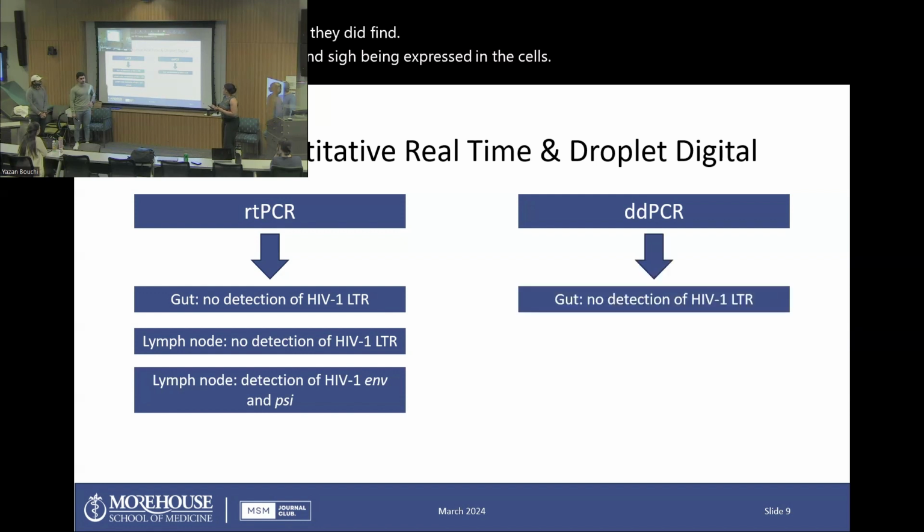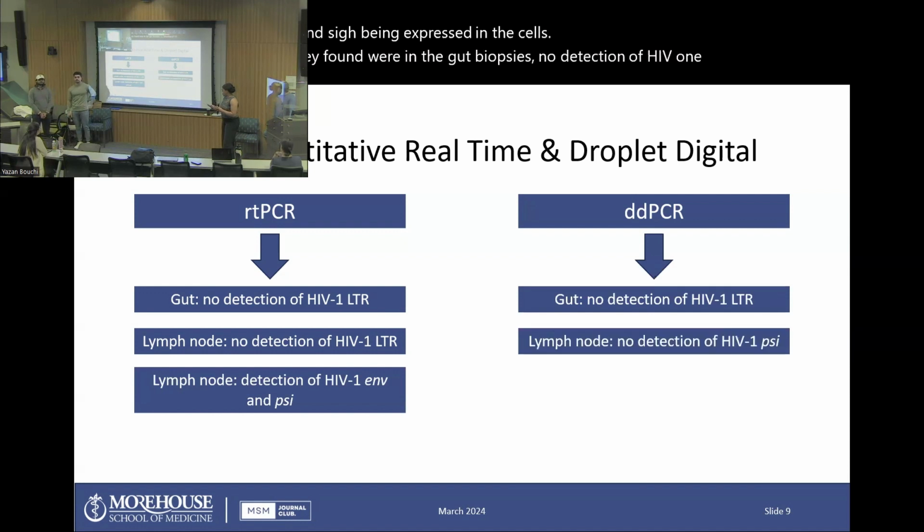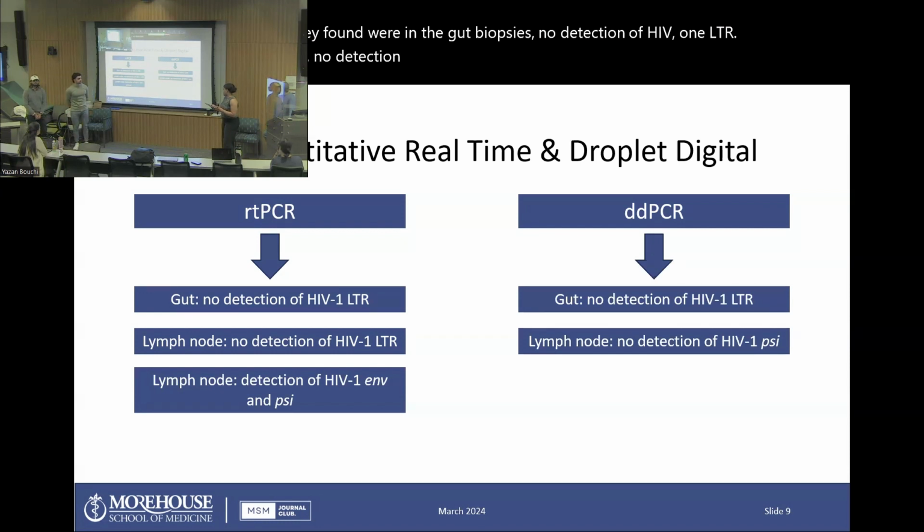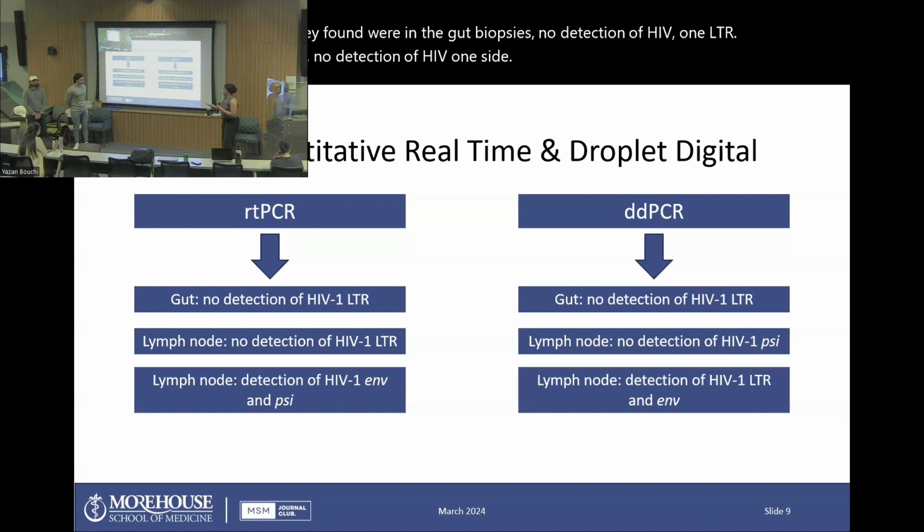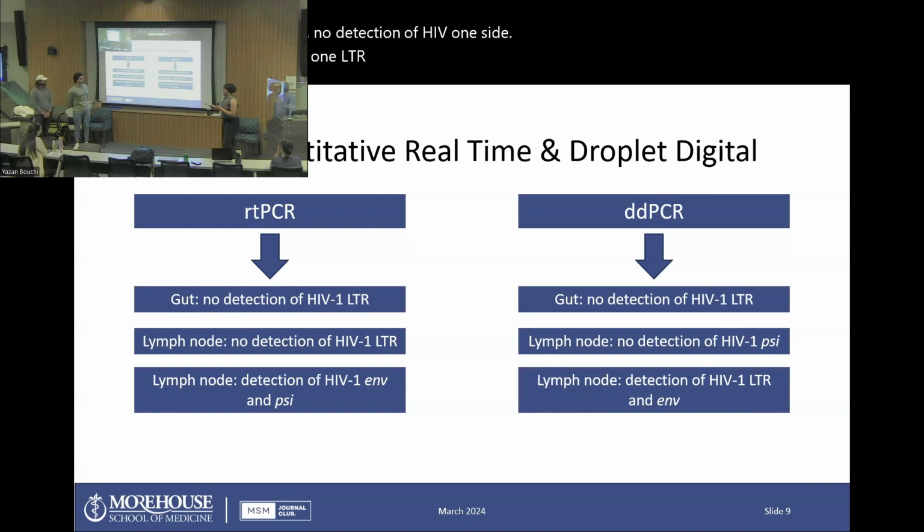For the ddPCR, what they found in the gut biopsies was no detection of HIV-1 LTR. In the lymph nodes, there was no detection of HIV-1 psi, and they did detect HIV-1 LTR and envelope in the lymph nodes.